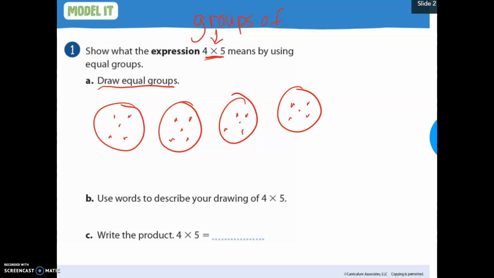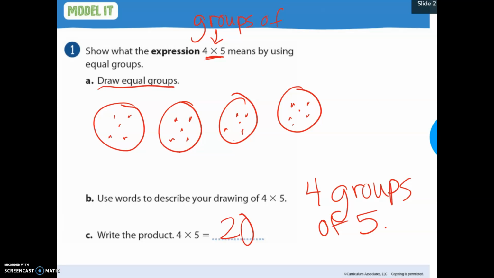So we drew the equal groups. Then it says use your words to describe your drawing. Well, we have 4 groups of 5. So then it says write the product, 5, 10, 15, 20. Product is the answer to the multiplication problem. So since it's groups of 5, we can count by 5s. So 4 groups of 5 is 20.